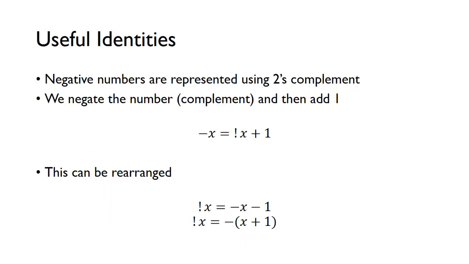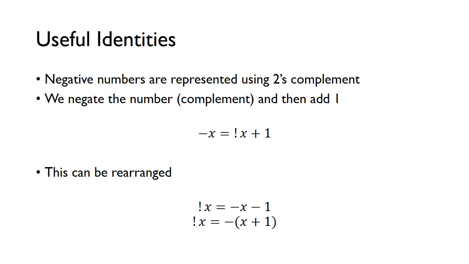In a similar manner, you can go through all the other opcodes and work out what you can prove the output to be. There are some useful identities you can use when you're doing this. We've already seen that negative numbers are represented using 2's complement. This is where we negate the number, or take the complement of the number, and then we add 1 to it. And we know that's equal to the negative representation of the number.